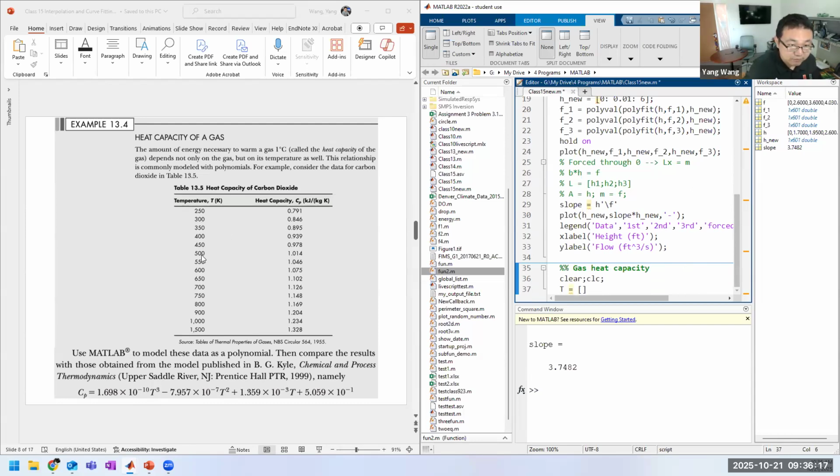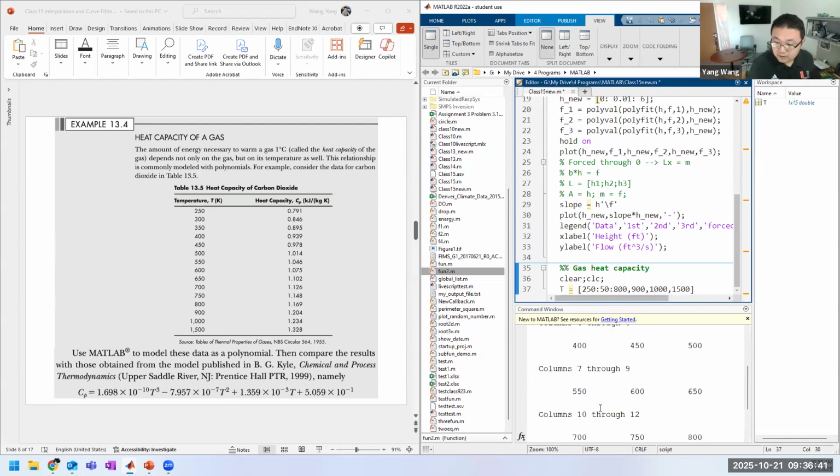you see that the temperature is separated by 50 degree Kelvin, right? And then at the end, it starts to separate by 100 or 500. So we can define it as 250 separated by 50 until 800, right? And then 900, 1000, 1500. Okay, so this is how the temperature looks like.